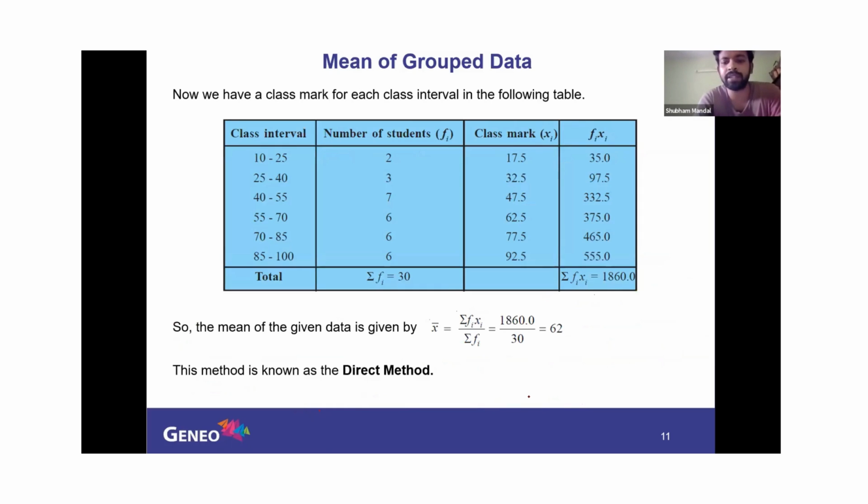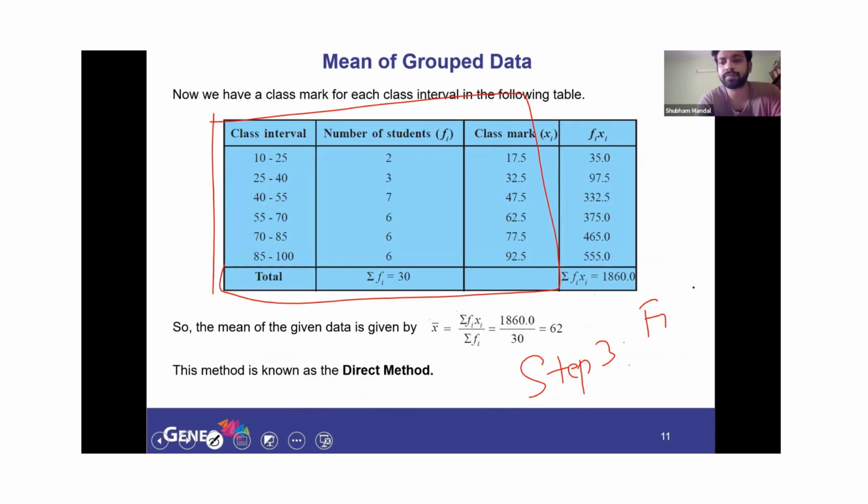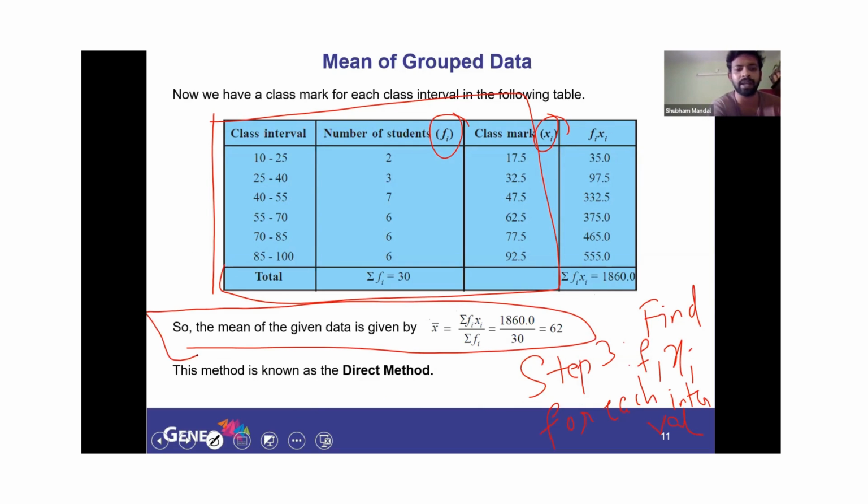And step 3, find fi xi for each interval. See, my class mark is denoted with xi. My frequency, or number of students, is denoted with fi, okay? And finally, the mean of the data is given by sigma fi xi by sigma fi.